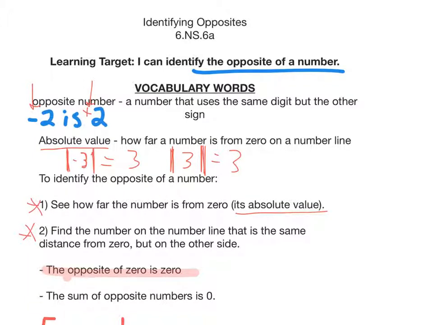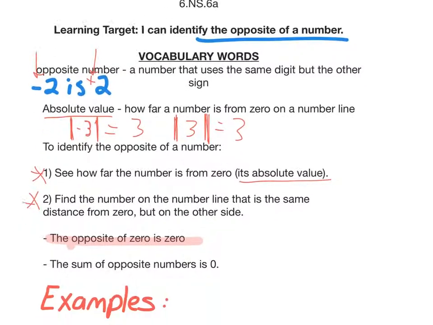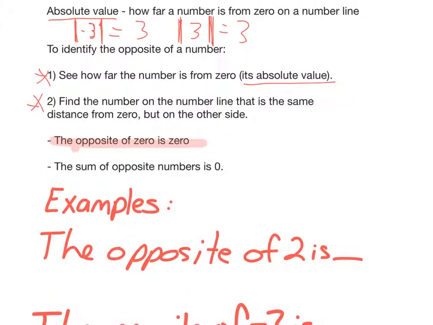The opposite of 0 is 0, and the sum of opposite numbers is 0. Okay? So what I mean there is that -2 plus 2, those are opposite numbers. Their sum is 0. Whenever you add together two opposite numbers, you get 0. The sum of 4 and -4, 0. Anytime you add together two opposites, you get 0.